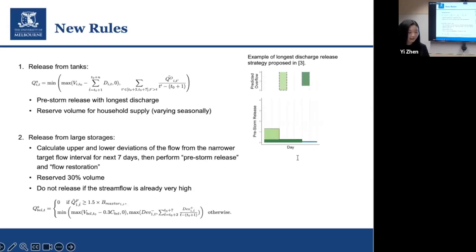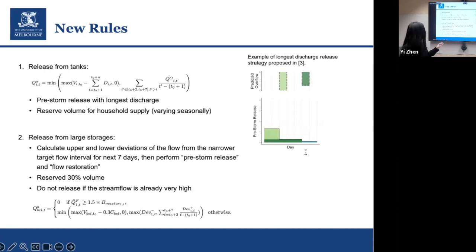So in dry season, we set the reserve volume to be the predicted demand for the next 7 days. And in wet season, we lower the reserve volume to be the predicted demand for the next 3 days. And then for the large storages, we calculated the upper and lower deviation of the flow for narrower target flow intervals for the next 7 days.